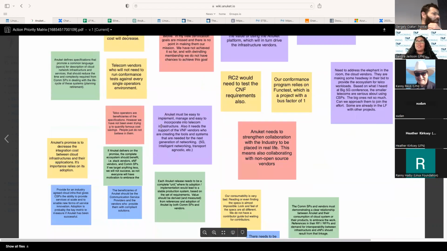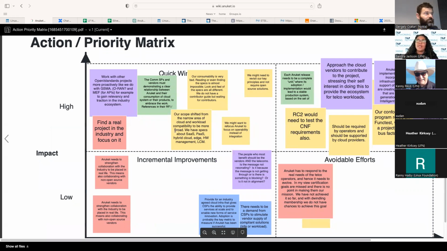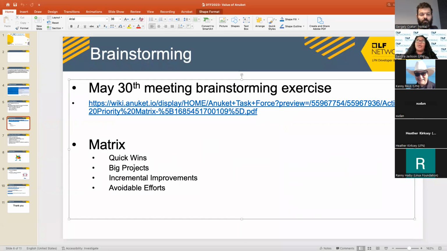So that moves us to the second part of the exercise, which was then grouping the answers in a matrix. I know it's hard to see here because it's covered up, but the matrix basically had 4 sections. The 4 sections were quick wins. That was what I referred to as the low-hanging fruit, things that we can do immediately to move Anuket forward.